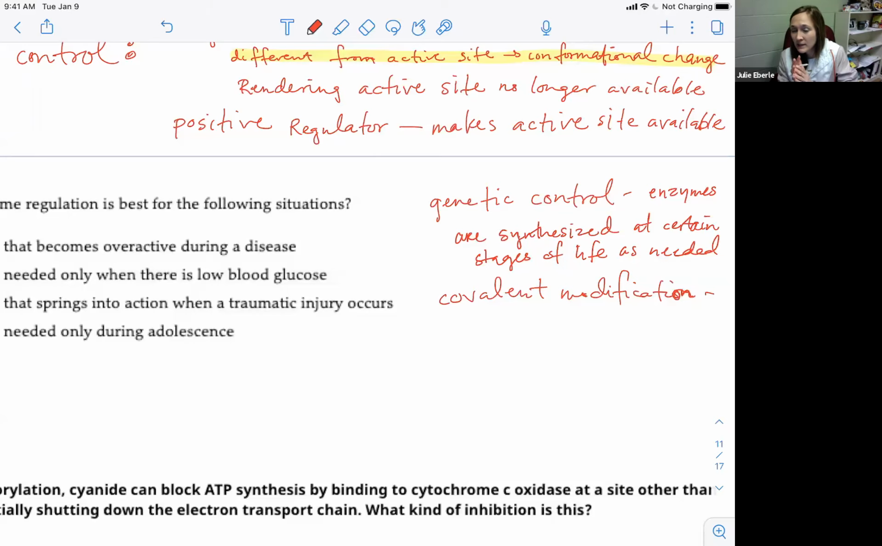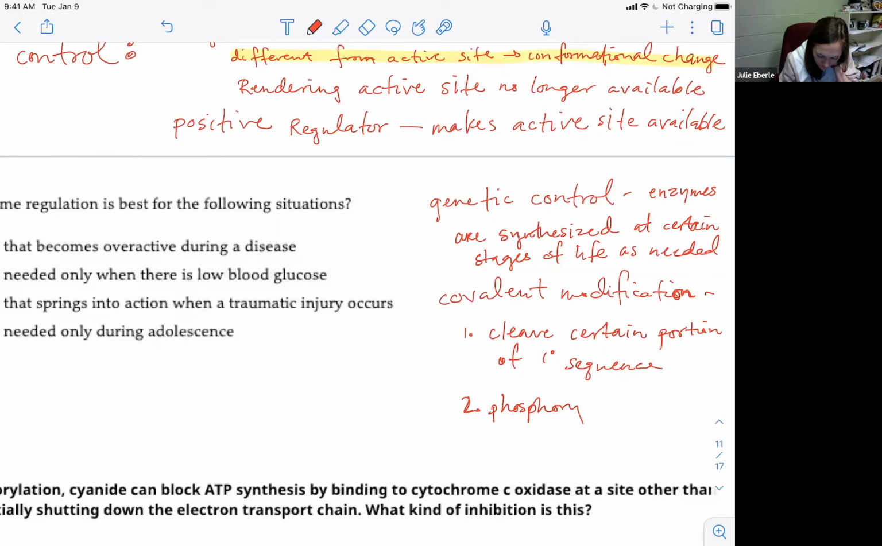We could cleave off a particular portion of the primary sequence. We could phosphorylate certain amino acids to turn it on to the active form so that it's ready to go. So one way we could covalently modify is cleavage of the primary sequence. And that cleavage will turn the enzyme on, give us the active form. Or two, we could phosphorylate serine, threonine, tyrosine residues.